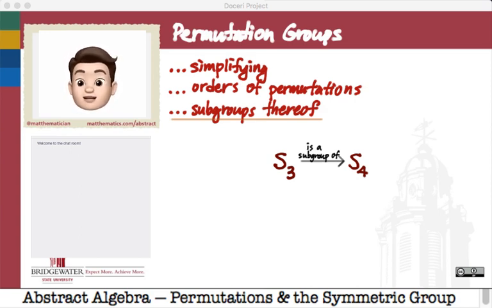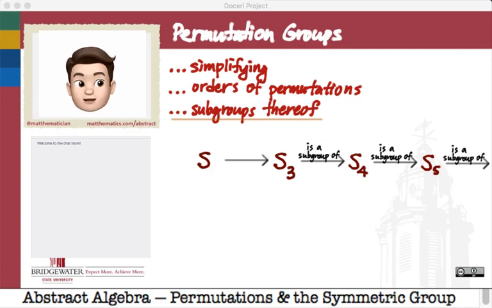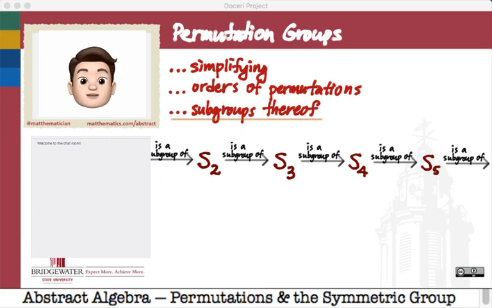It can actually be done in four different ways, depending on which one of these four symbols I decide to forget in order to get back to S3. So S3 can be realized as a subgroup of S4. S4 is also the same as a subgroup of S5, which is the same as a subgroup of S6. It goes the other way also, right? S2 is the same as a subgroup of S3, and so on and so on.